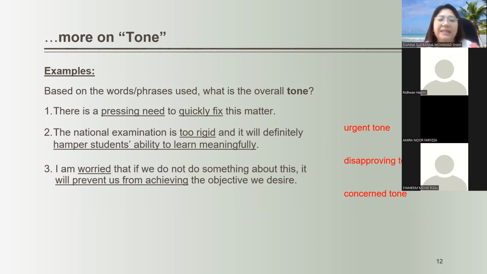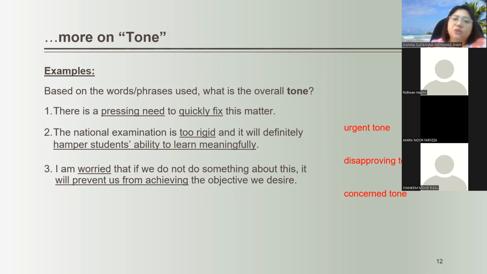All right, and then number 3, I am worried that if we do not do something about this, it will prevent us from achieving the objective we desire. So the tone here is actually a concerned tone. You are worried about something, that if we do not do something about this, then it will prevent us from achieving the objective we desire.